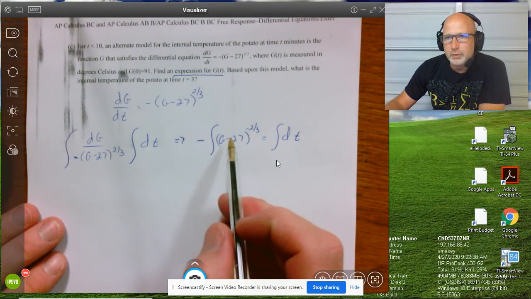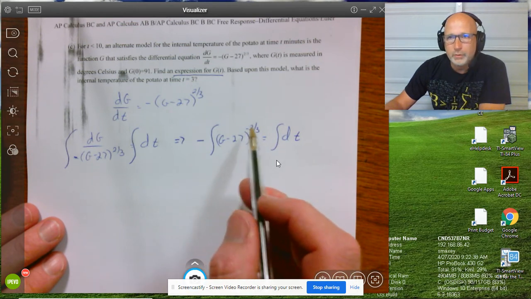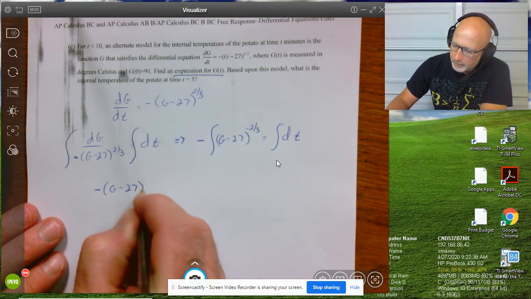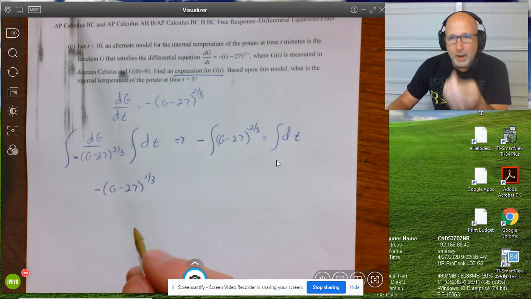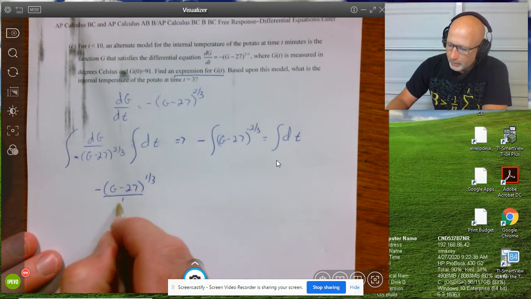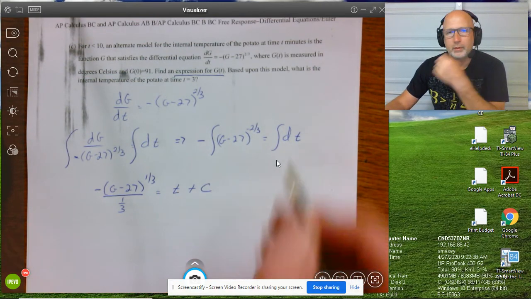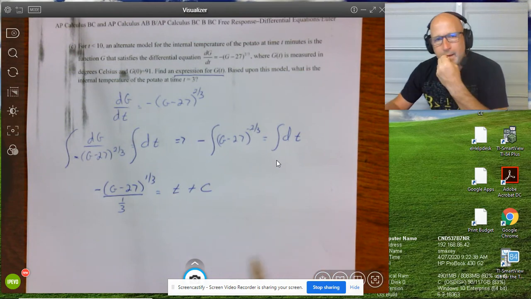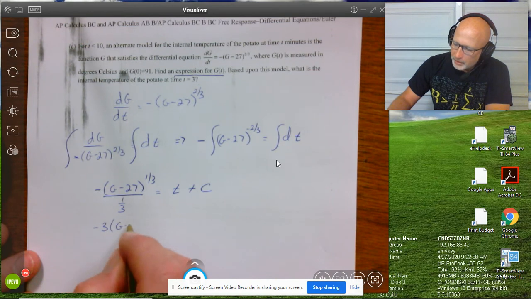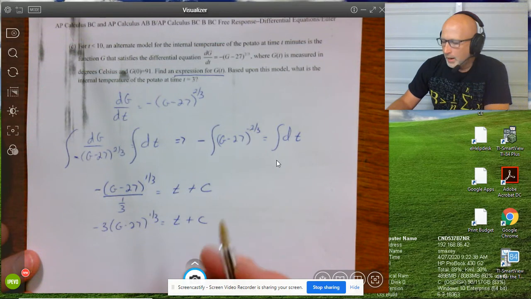So how do you integrate it? This is nothing more than just a power function, power rule. So you raise this power by 1, so it goes from negative 2/3 to 1/3. So I have negative (g minus 27) to the 1/3 power, but by the power rule, you also have to divide through by this number, so this is divided by 1/3. It is equal to t plus some constant, since the integral of dt is t. So flip and multiply: I have negative 3 times (g minus 27) to the 1/3 power is equal to t plus c.